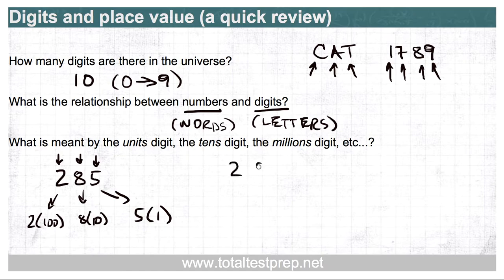So in 285, the 2 is in the hundreds place. The 8 is in the tens place. The 5 is in the ones place, sometimes called the units place. So there are various ways that digits are tested on the test. Let's take a look at some of the typical questions you might see.